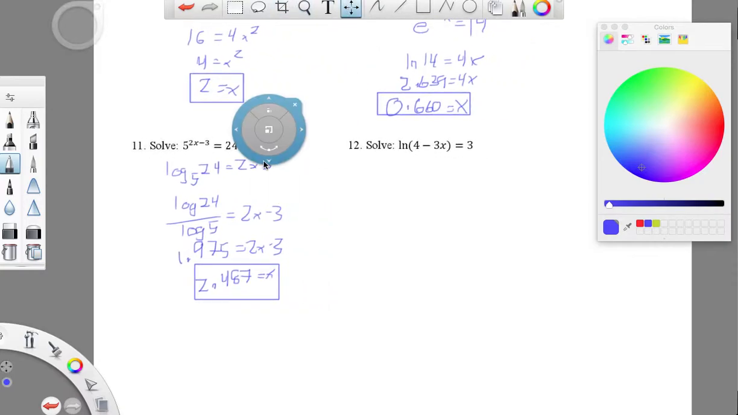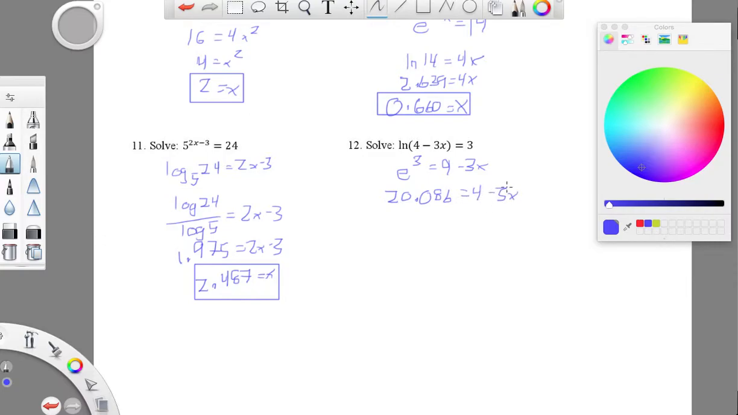And for this one, pretty similar, except the base is e. So I get e to the 3rd power is equal to 4 minus 3x. So e to the 3rd, that's just a quick fix in the calculator, and that's 20.086 is equal to 4 minus 3x. So I'm going to subtract 4 from both sides, divide by negative 3, and I get that x is equal to negative 5.362.